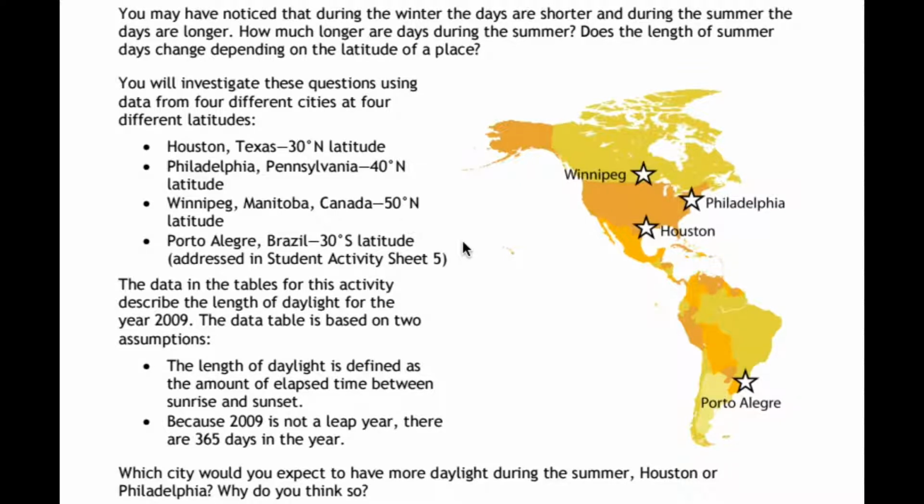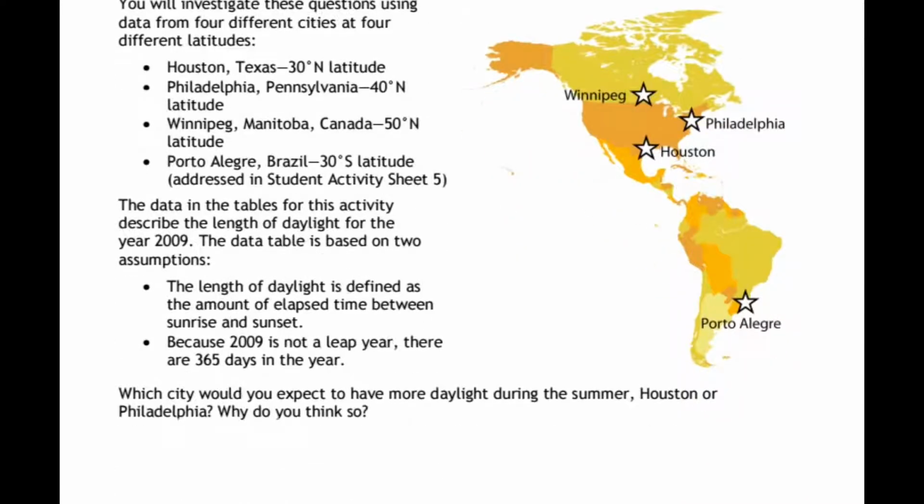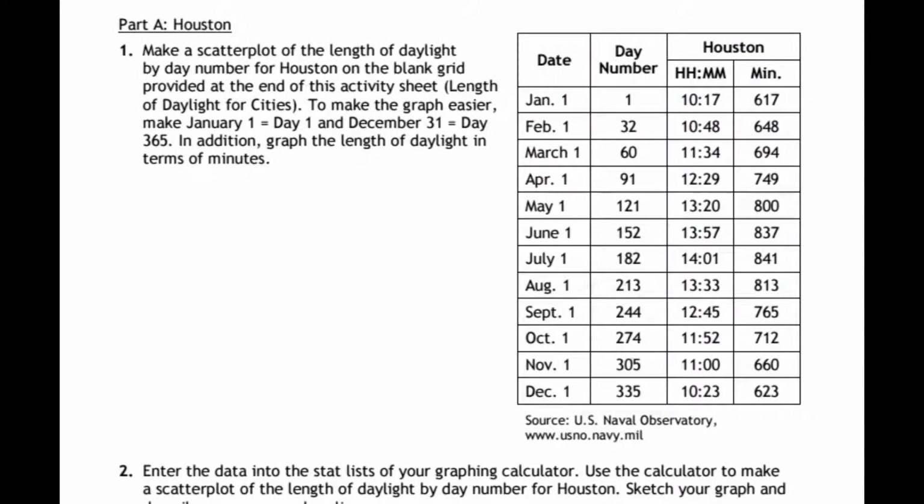The data in all the tables that we're given is from the year 2009, and it's based on the assumptions that the length of daylight is defined as the amount of time elapsed between sunrise and sunset, and because 2009 is not a leap year, there are 365 days. So when we scroll in through this Dana Center activity sheet, we're going to start to see some of the charts that we're going to be using. Here's the chart for the Houston data. Notice it gives you the date, day number, hours, minutes, form, and minutes in length of daylight.